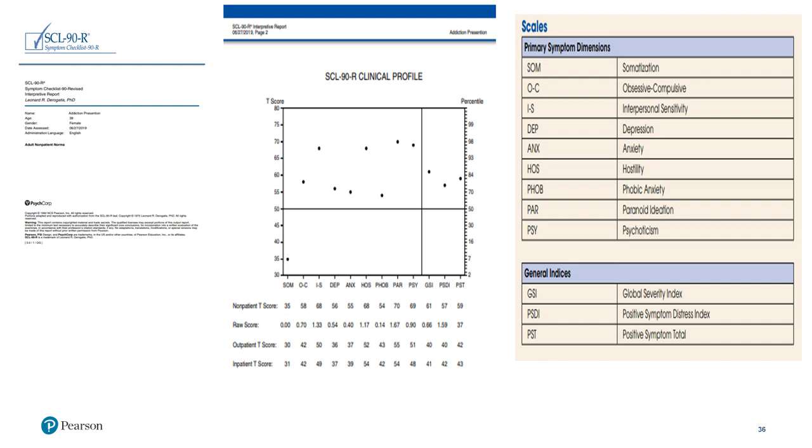So the Symptom Checklist 90 Revised is a nice snapshot of the prevalence of the immediate presentation of clinical symptoms.